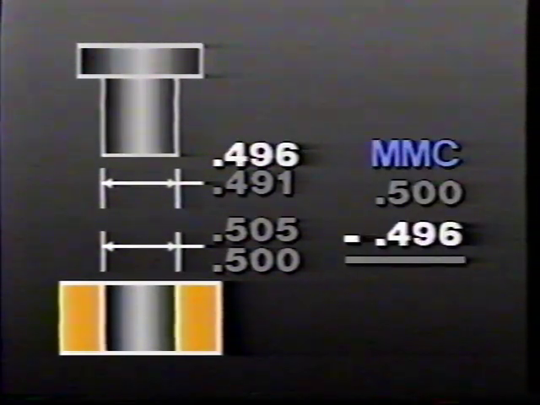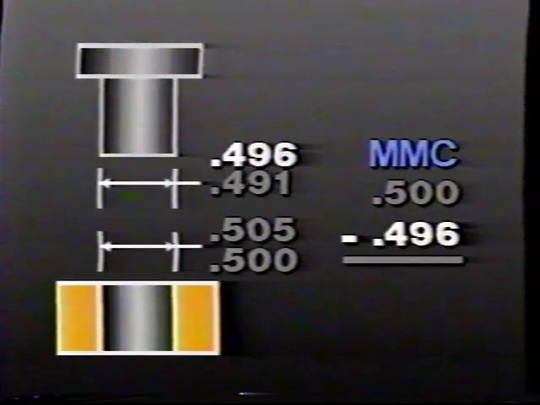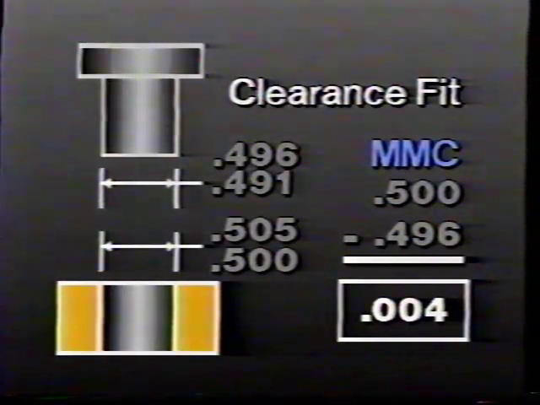The material condition of the two features affects how they fit together. For example, here the maximum material condition of the shaft is 496 thousandths. The maximum material condition of the hole is 500 thousandths. This is a worst-case condition, since the shaft is at its largest and the hole is at its smallest. If we subtract the MMC shaft from the MMC hole, the allowance is 4 thousandths. Since there is clearance between the two features, even in this worst-case condition, it's called a clearance fit.